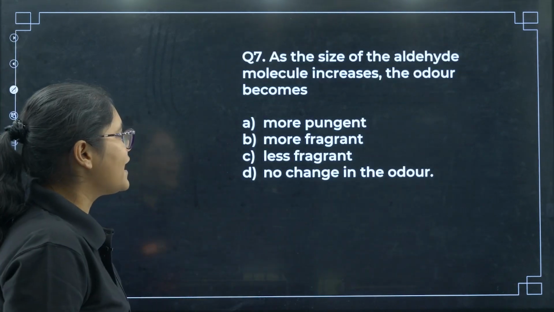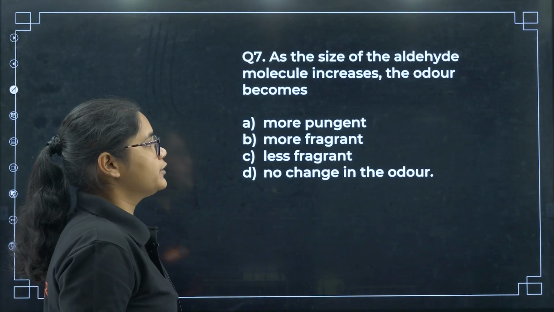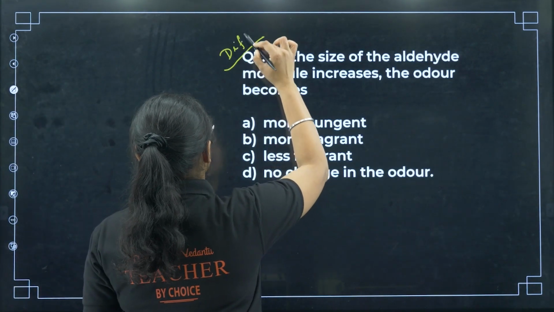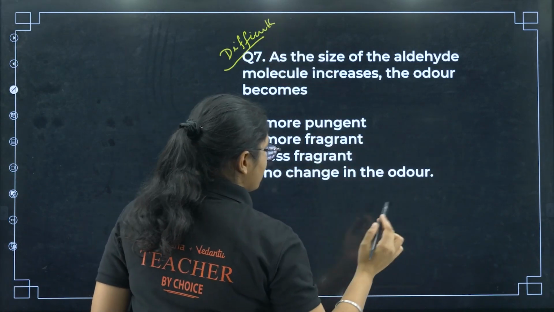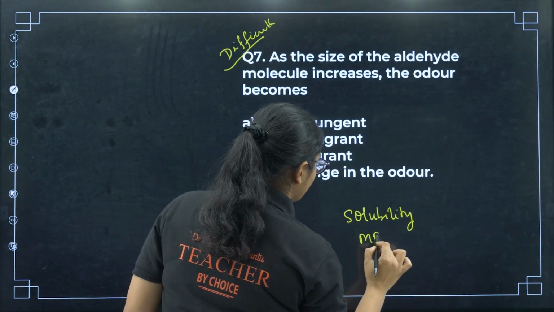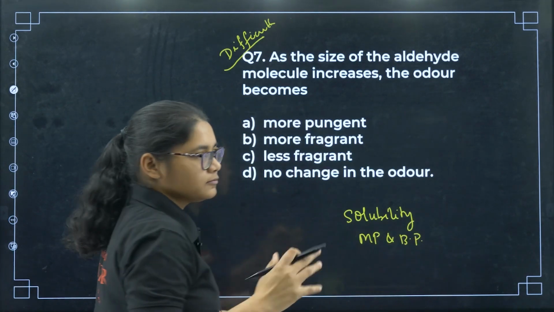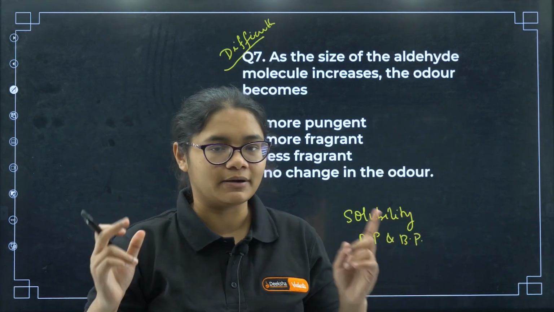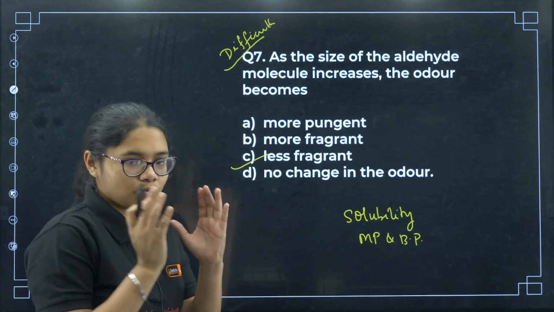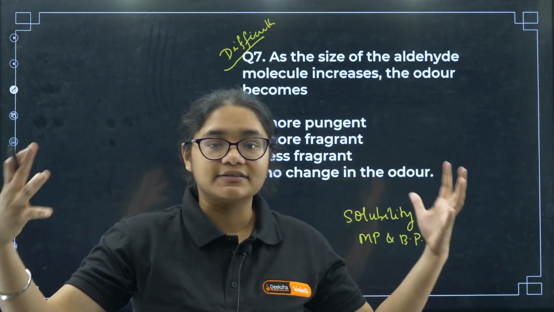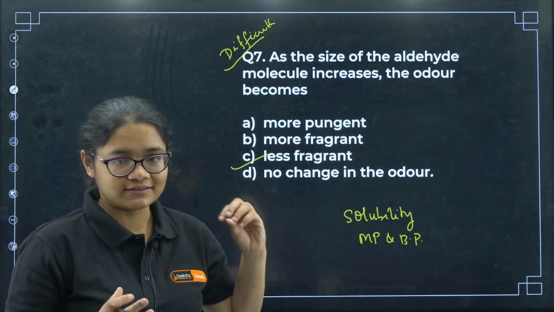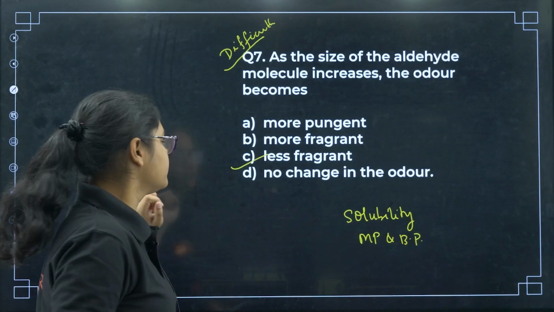Next, as the size of the aldehyde molecules increases, the order becomes. This one also I will mark as a difficult question, because generally in physical properties we give more importance to solubility, melting point and boiling point. But regarding fragrance, most of you might not have paid that much attention. So here the answer will be that it becomes less fragrant. The smaller the molecule, the more fragrant, and when the size increases, it becomes less fragrant. I have discussed this in my Decode NCERT series, but if you haven't known it, please note it down.